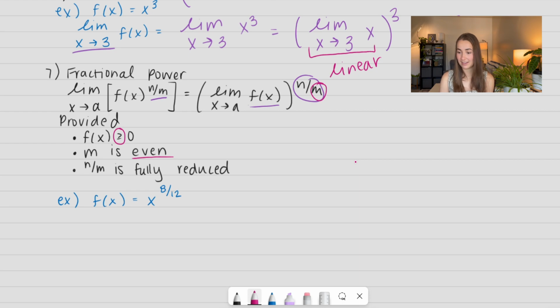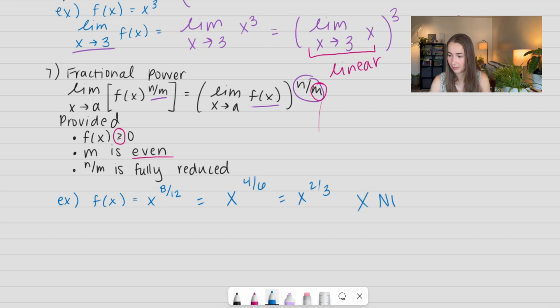We have f of x is equal to x to the 8 over 12. So I want to make sure I hit all of these requirements. So let's go ahead and first reduce 8 over 12. So I'm going to write this out. I get x, and then I'm going to take a 2 out of both of them. I get 4 over 6. I'm going to take another 2 out of both of them because that's not fully reduced. I get 2/3. So am I able to use this? No, I'm not. So that means I cannot apply this rule. I'm going to write out that big no.